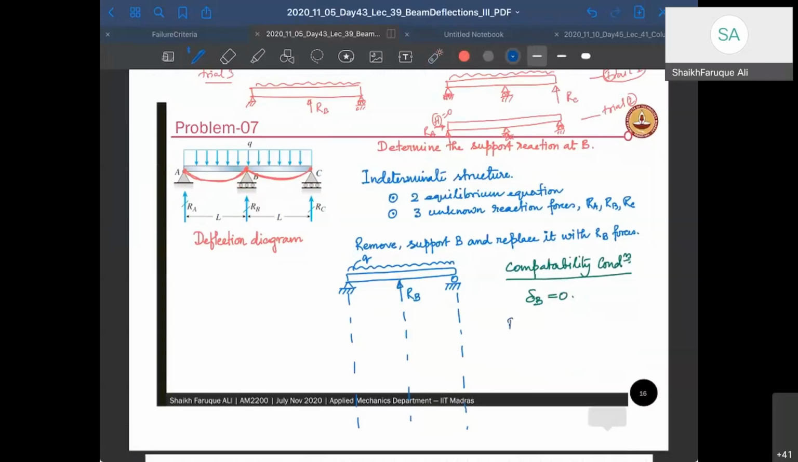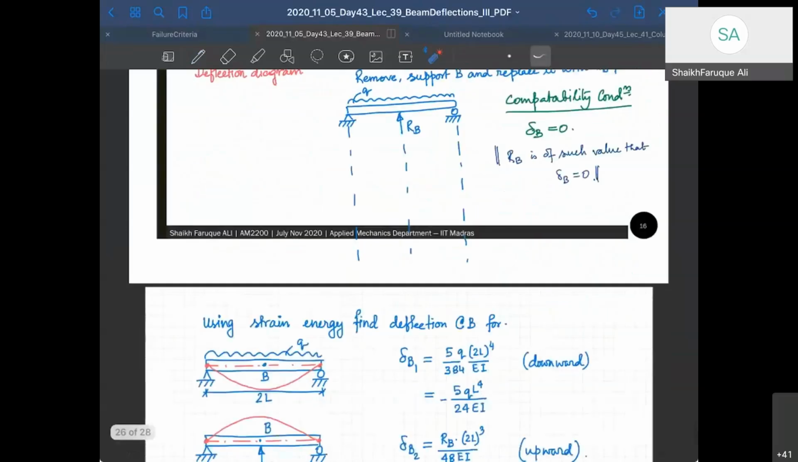RB is of such value that delta B goes to 0, right? So this is my compatibility condition: delta B is equal to 0. Now delta B should be due to two loads. One is the UDL acting from up to down, and one is RB acting from down to up, a point load. So I'll divide the beam into two parts.